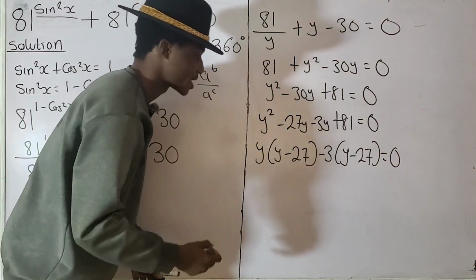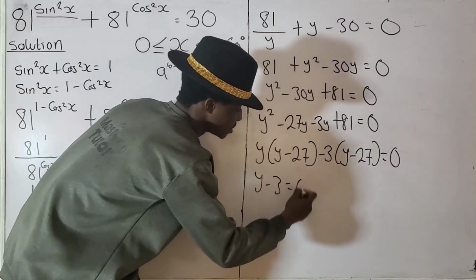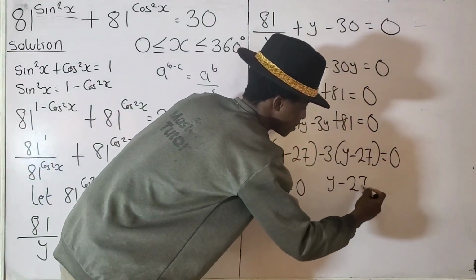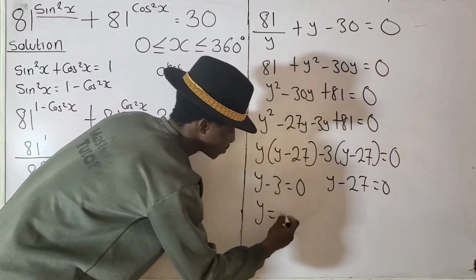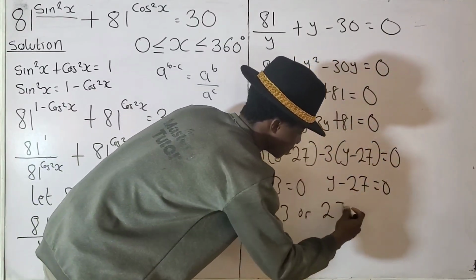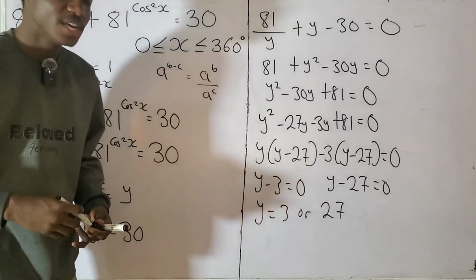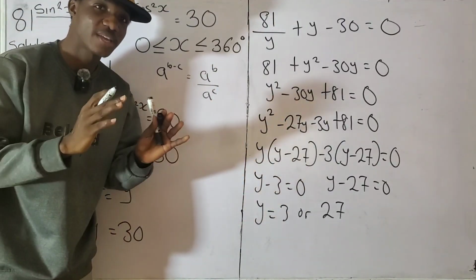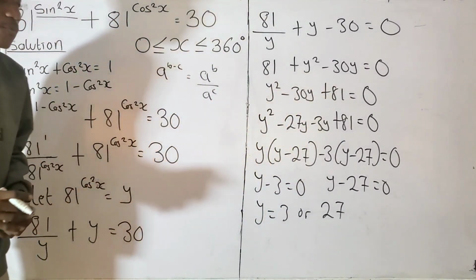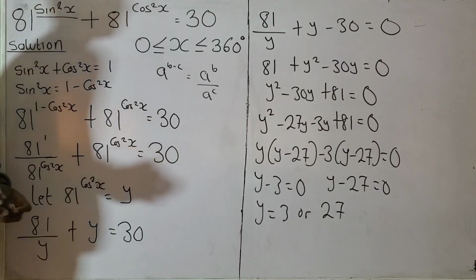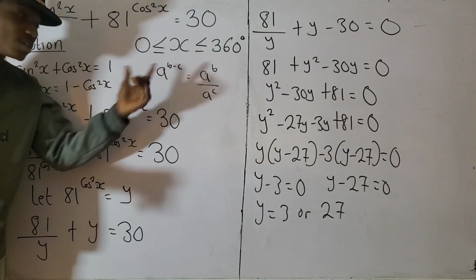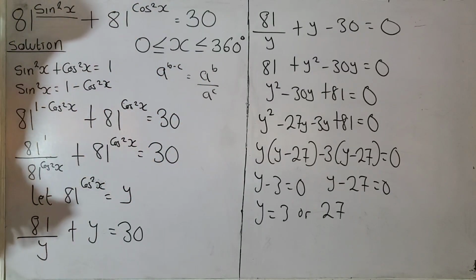Are you following? Okay, y minus 3 equals 0, y minus 27 equals 0. So y equals 3 or 27. So we have two values of y. Do not forget that our goal is not to find the value of y. Our goal is to solve for all the values of x that lie within this range. Are you following?